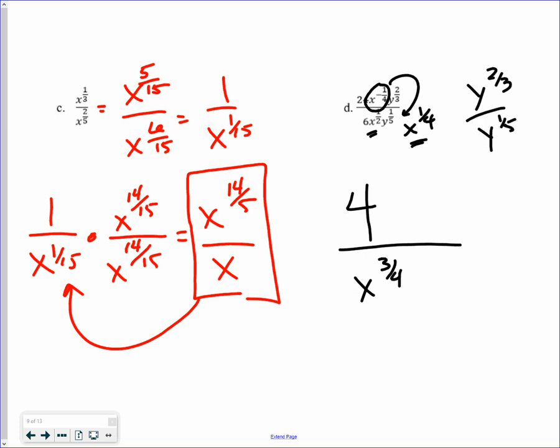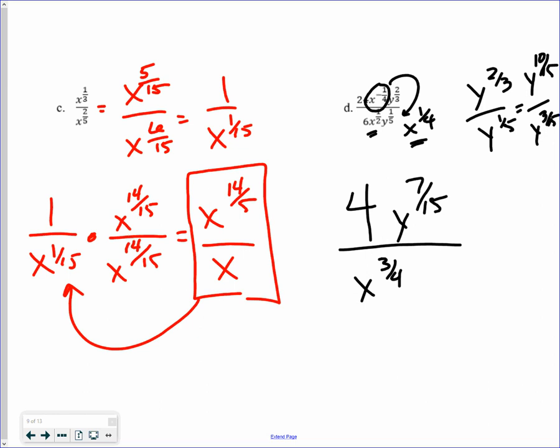I get a common denominator. So the common denominator would be 15. So this is y to the 10/15 over y to the 3/15, which makes y to the 7/15. So all I did so far is reduce each one. I reduced the number, I reduced x, and I reduced y down to one letter.